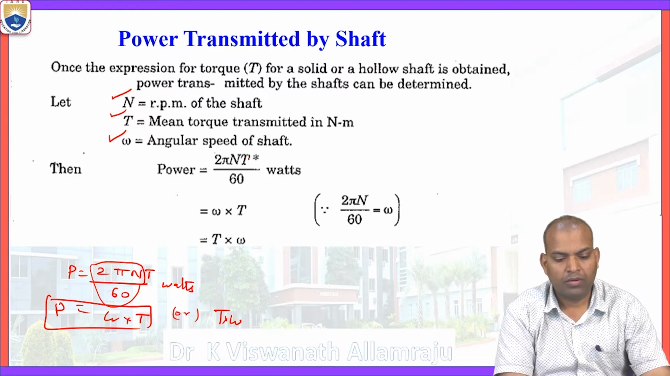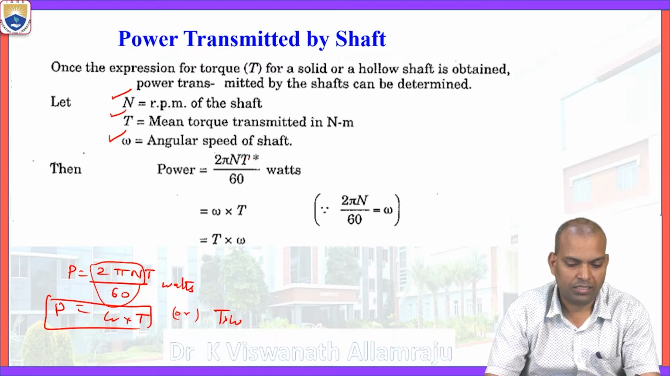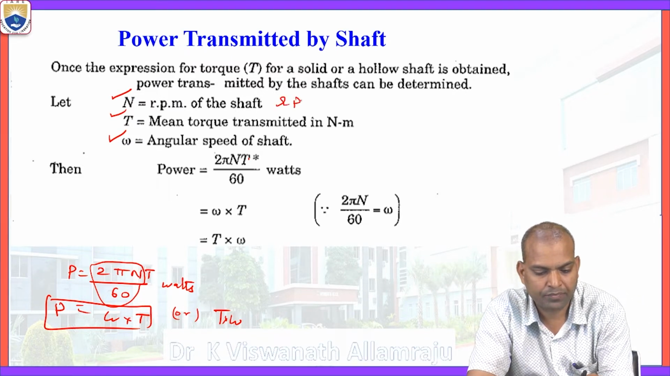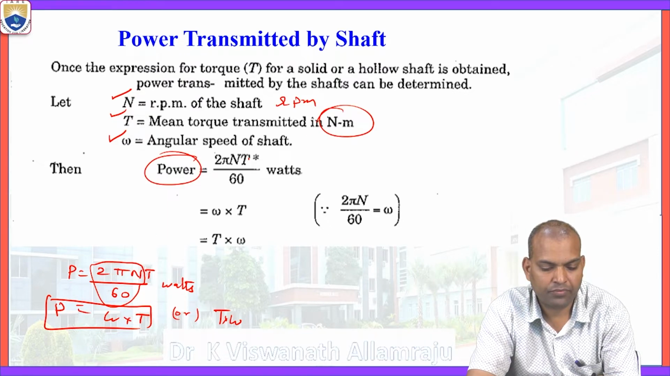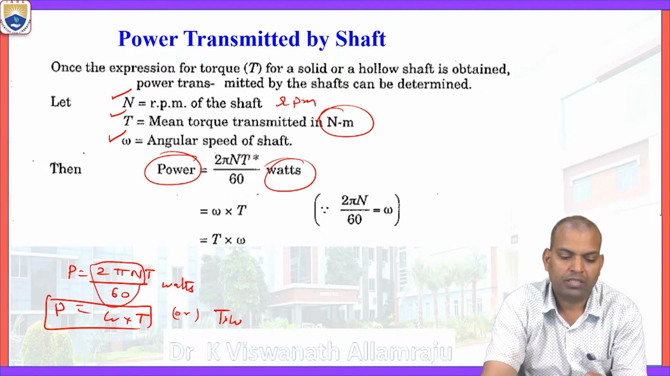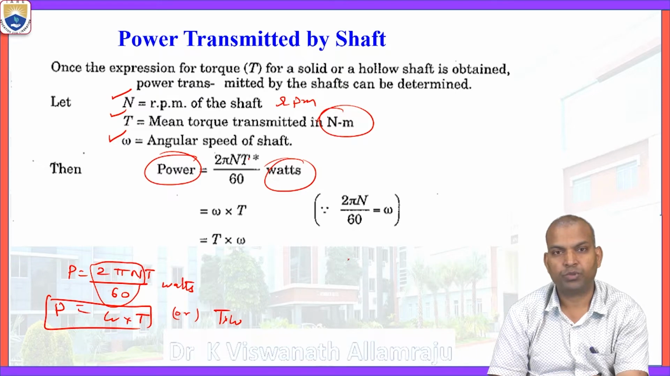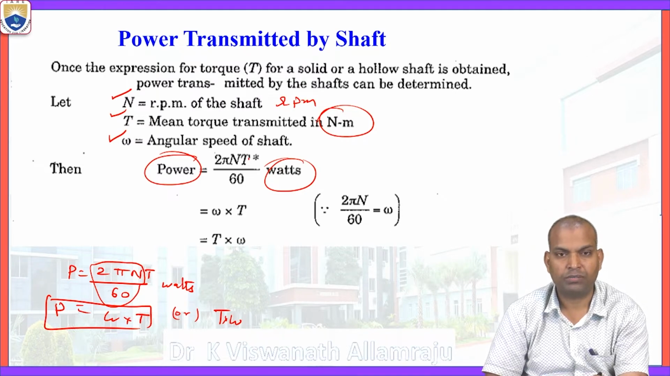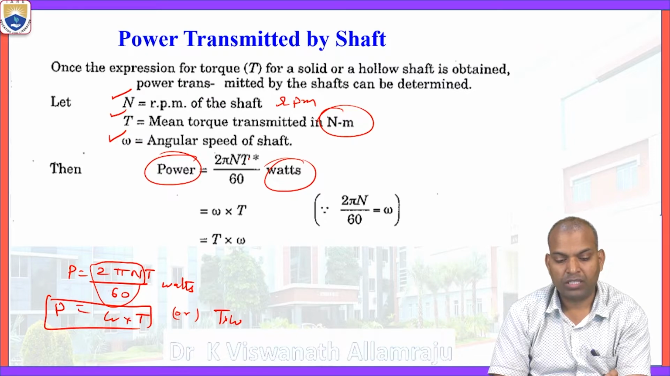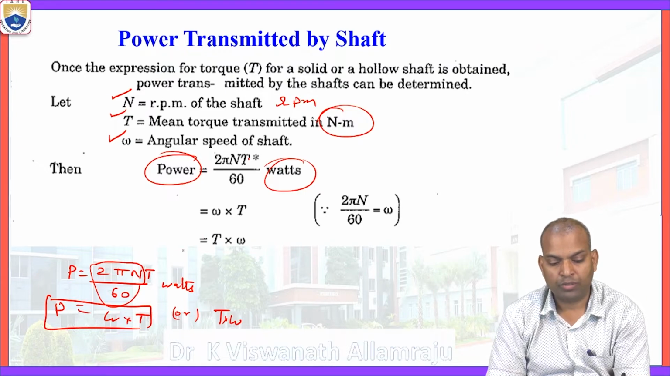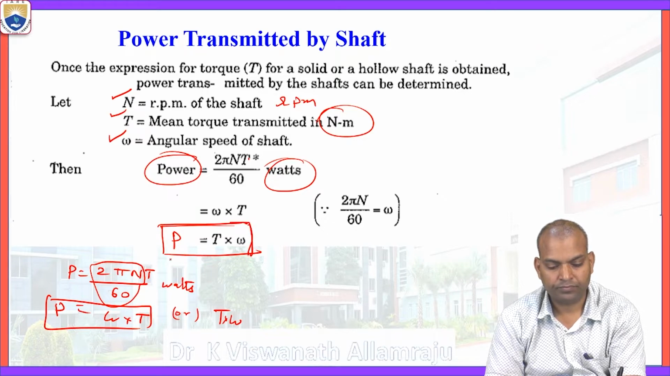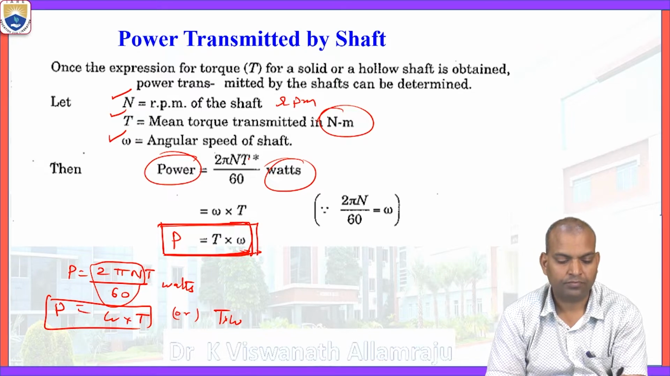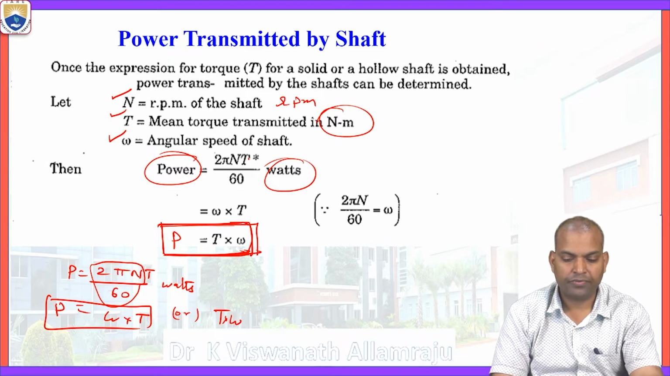Now, what are the units? N is in revolutions per minute, RPM, and mean torque is in Newton meters. Power comes in terms of watts. When the speed of the shaft is in revolutions per minute and mean torque transmitted is in Newton meters, the angular velocity is 2 pi N by 60, in radians per second. So the power P equals T times omega. Okay, this is the power transmitted by the shaft.